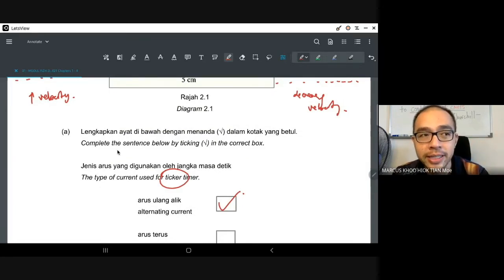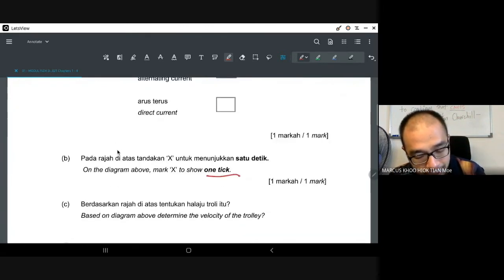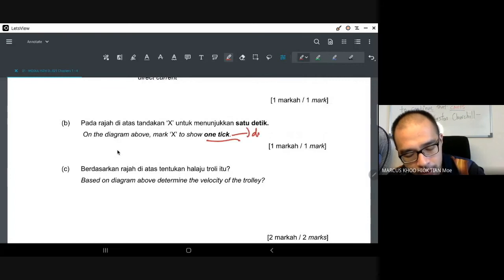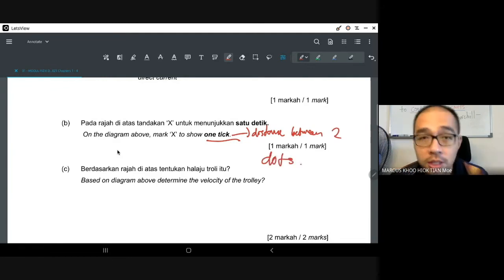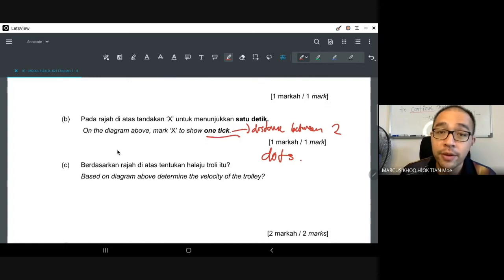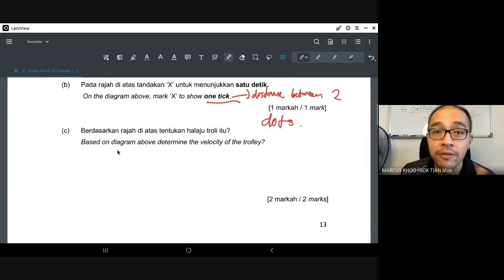Not the ticks that you find on a dog or cat, not that kind of ticks. A tick is the distance between two dots. You know what dots are? So one tick is the distance between two dots, very similar to the wavelength that we've been discussing: distance between two crests, distance between two troughs, distance between two compressions, same thing. One tick is the distance between two dots.